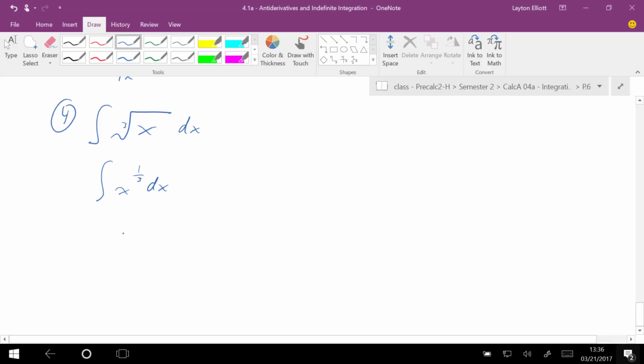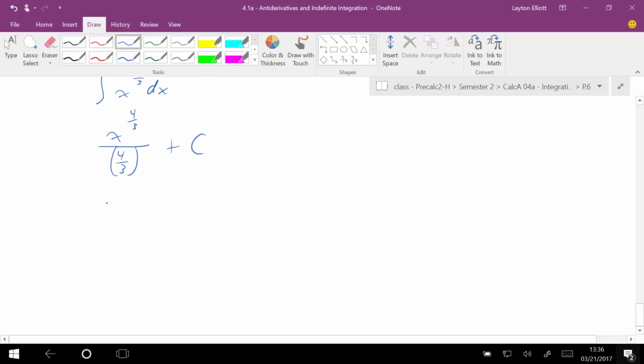Then you're going to increase 1/3 by 1, so I get x to the 4/3, and then divide it by 4/3, which you don't have to write it like that, but I'm going to right now. Also put the plus c at this moment, and then clean it up a little bit. 3x to the 4/3 over 4 plus c.